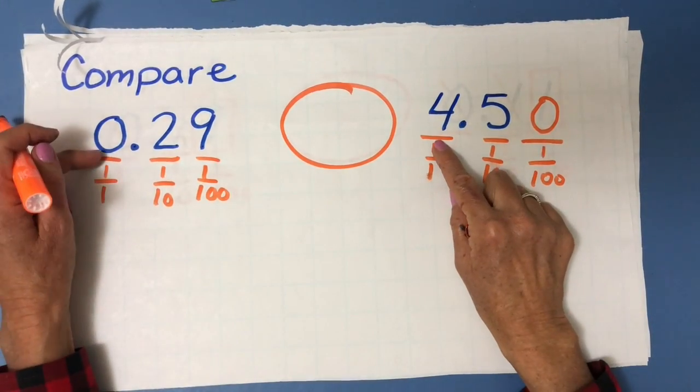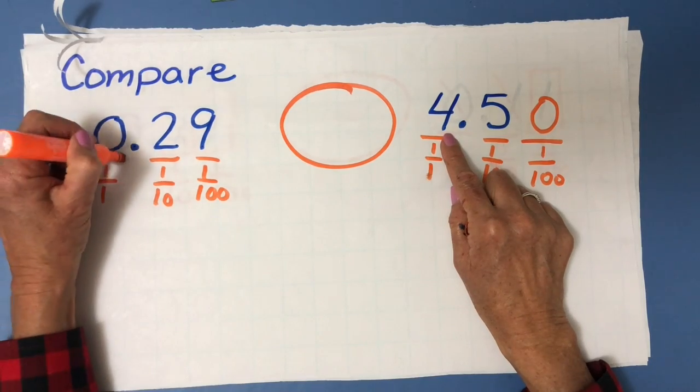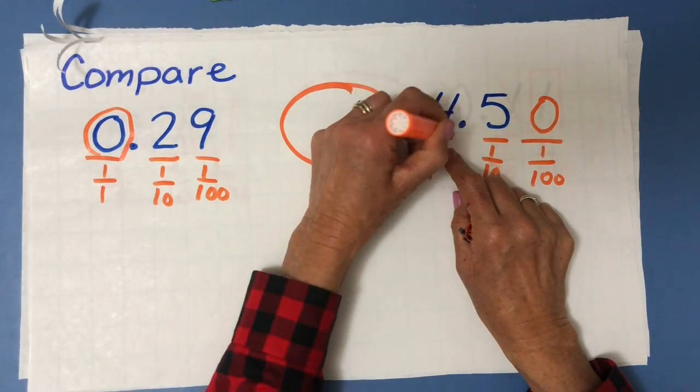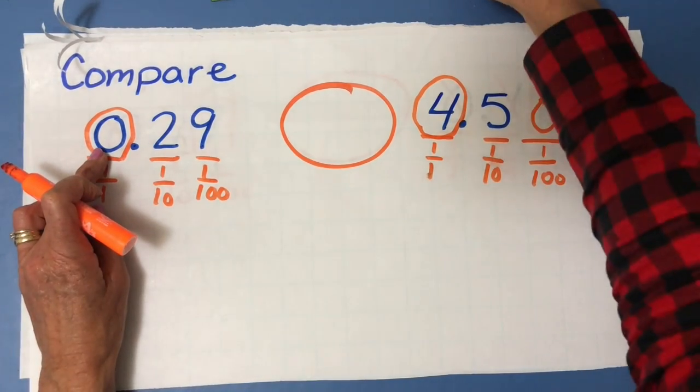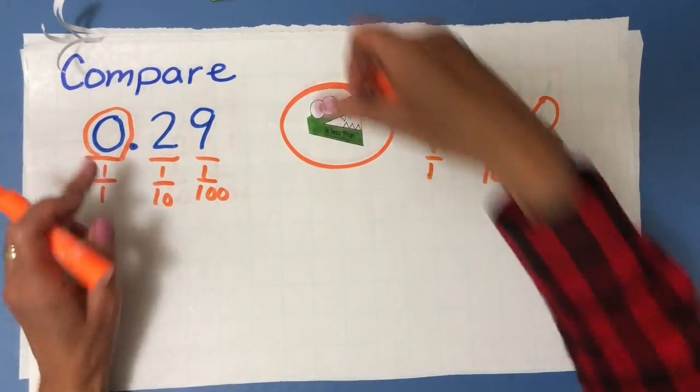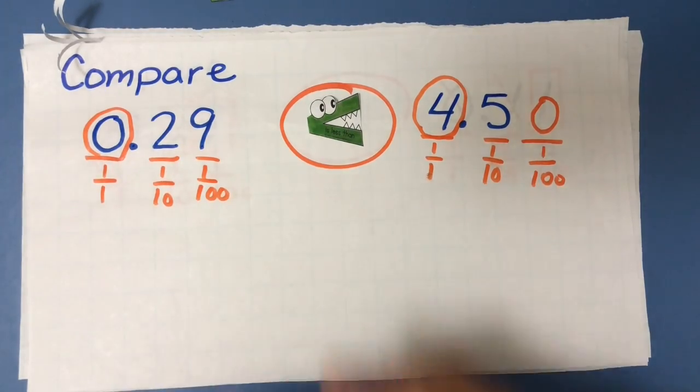The ones place, this has a 0, this has a 4. Wait, that's different. So that was lucky. So what's bigger, 0 or 4? I know 4 is bigger. So I know this is my sign. I hope that helps.